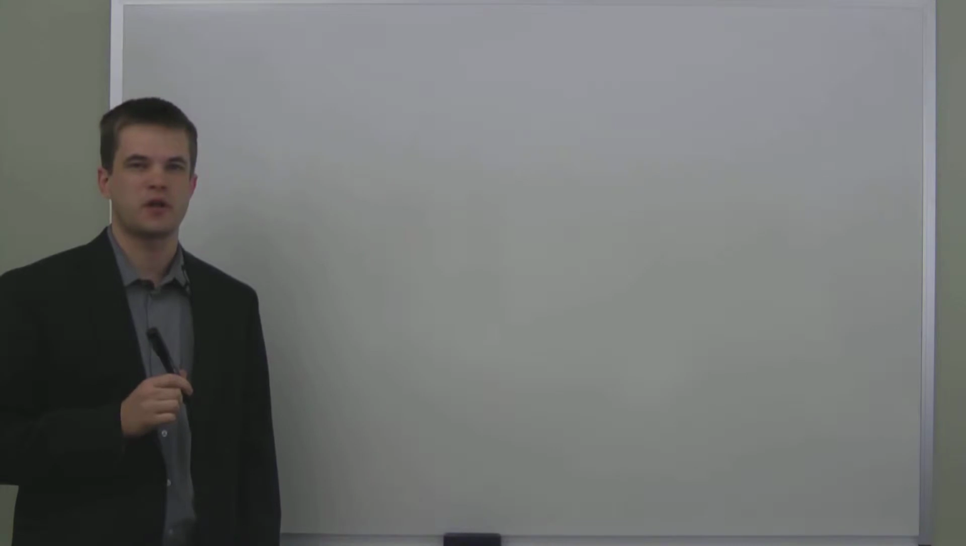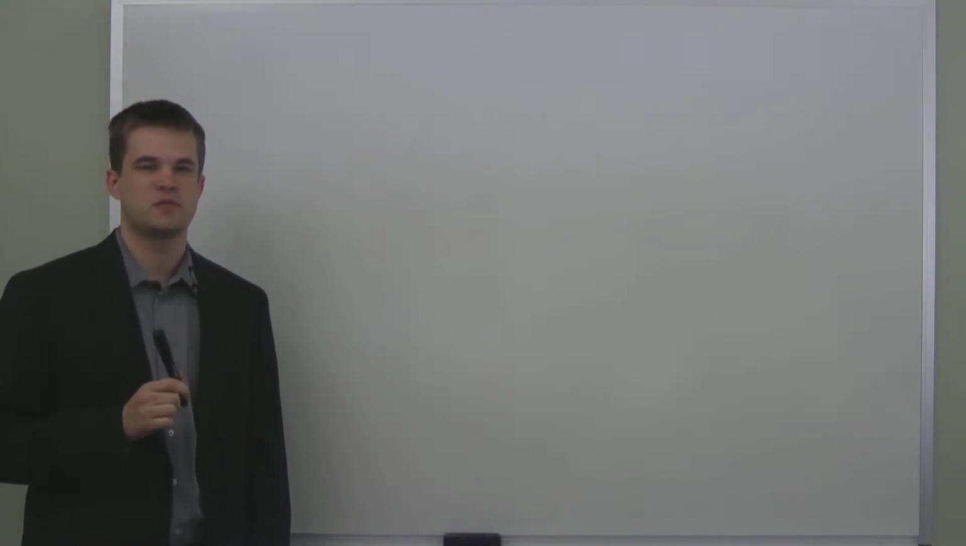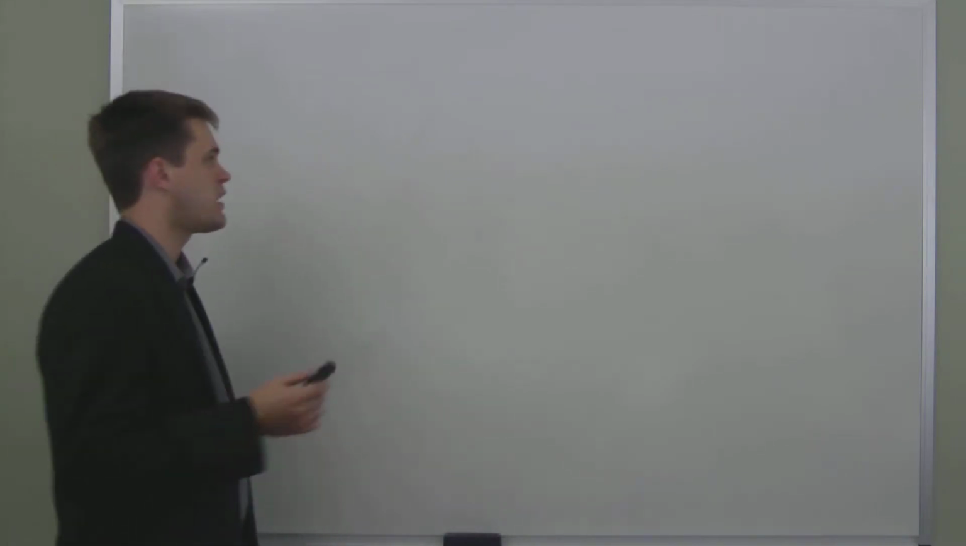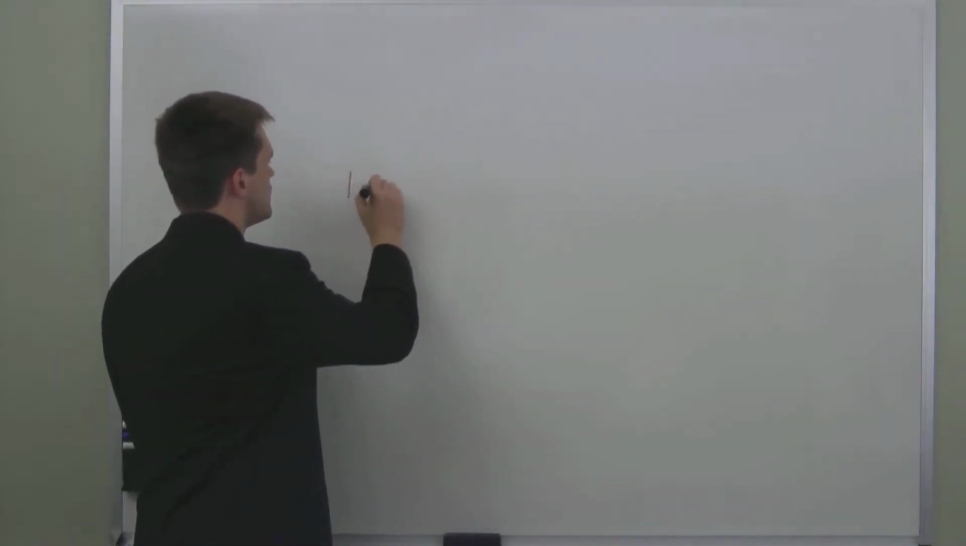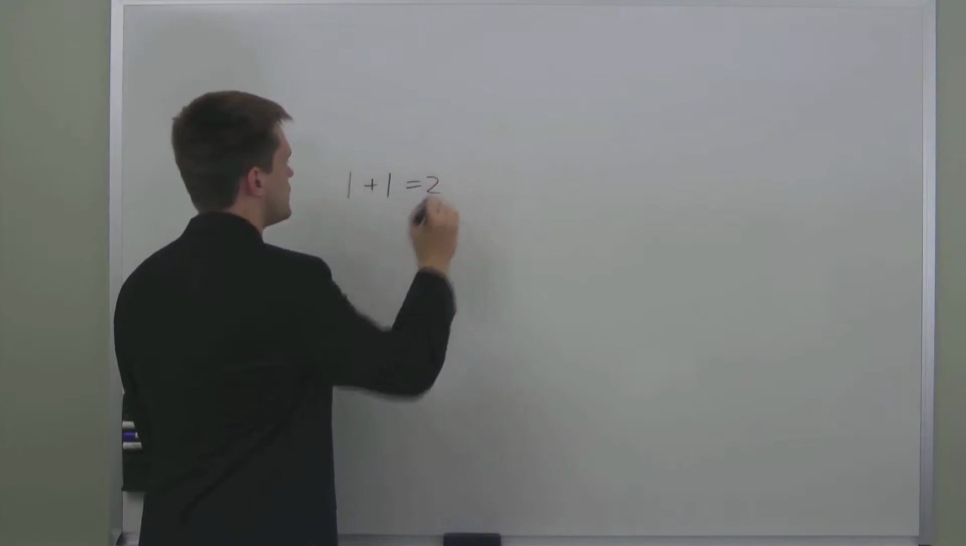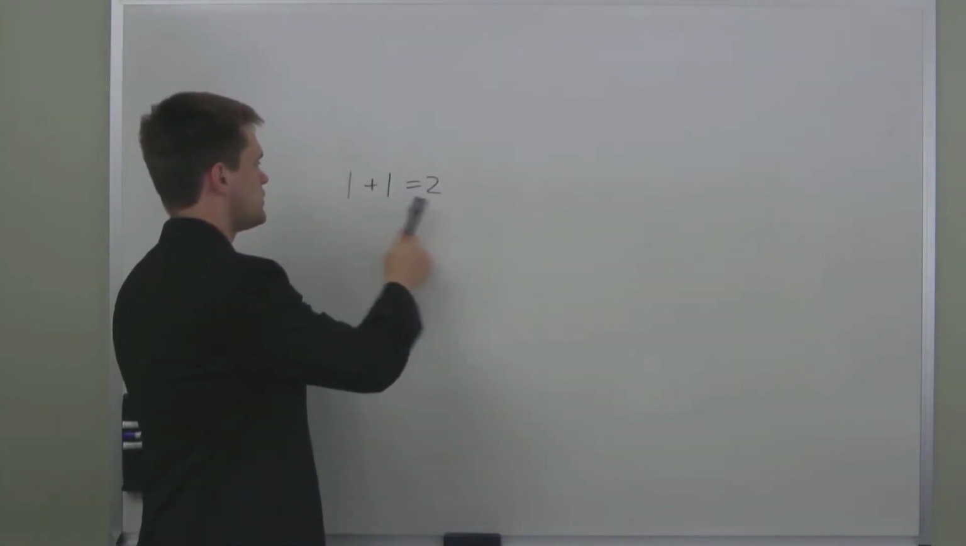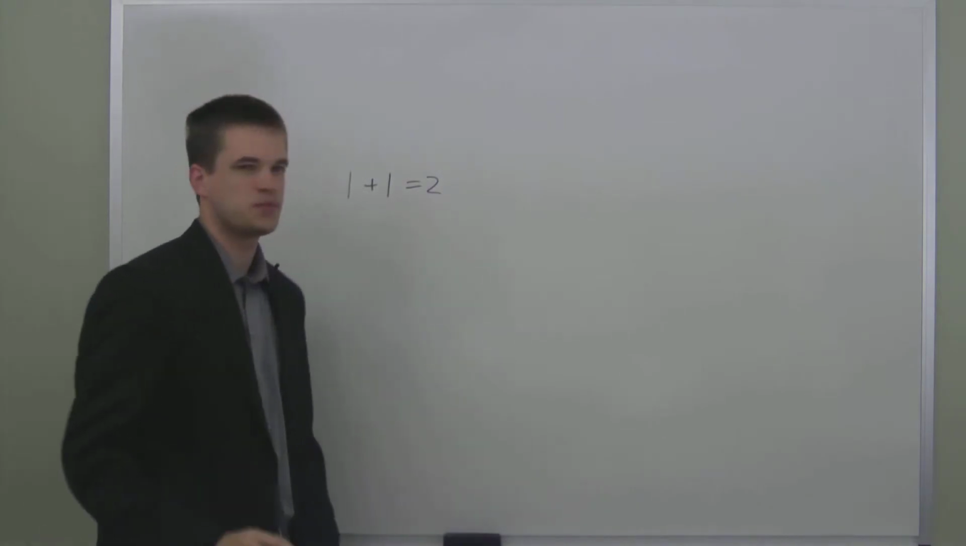I've talked a little bit about equations so far, but now I want to give some definition to the term. An equation consists of two mathematical expressions separated by an equal sign. So for instance, we might have an equation that says 1 plus 1 equals 2. And this is true because this value is the same as that value.